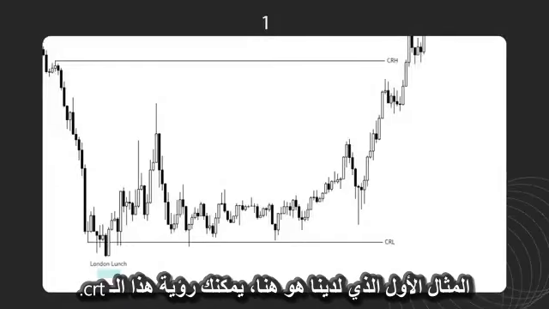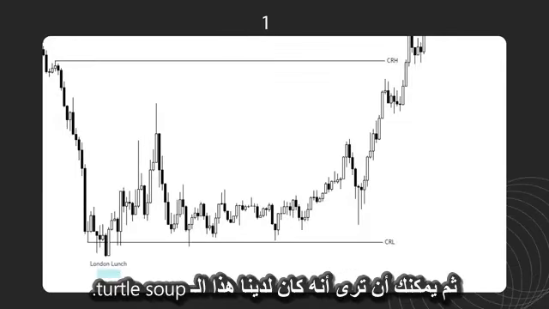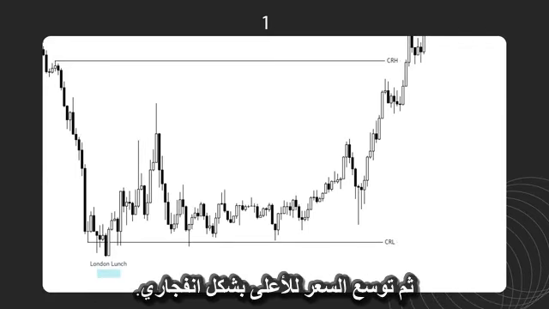First example we've got is right here. You can see this CRT. We've purged the CRT at a key time, and then you can see we've had this turtle soup. It was a high probability turtle soup, and then price expanded above explosively.